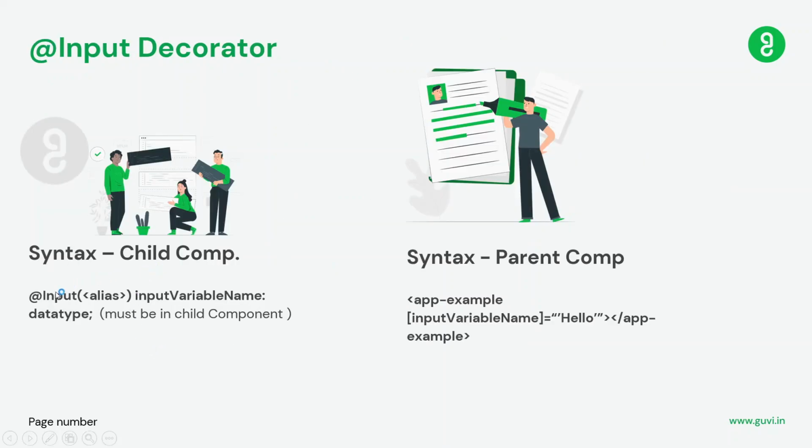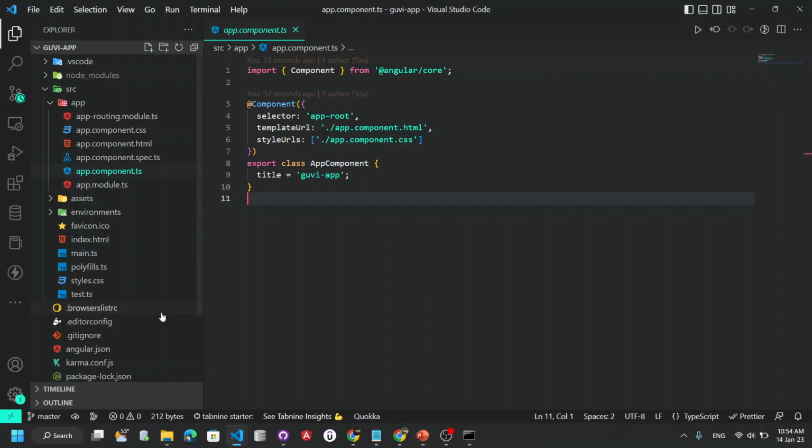So the syntax would be @Input, then you use the parentheses. In between the parentheses, you can type your alias name, then the input variable name and the data type. And this should reside inside the child component. And in the parent component, whenever you are calling that component using the selector, you can simply use that input variable on your parent component's selector, whatever HTML component selector you are using. Just have this and you can pass the value. Let me show you this by using an example.